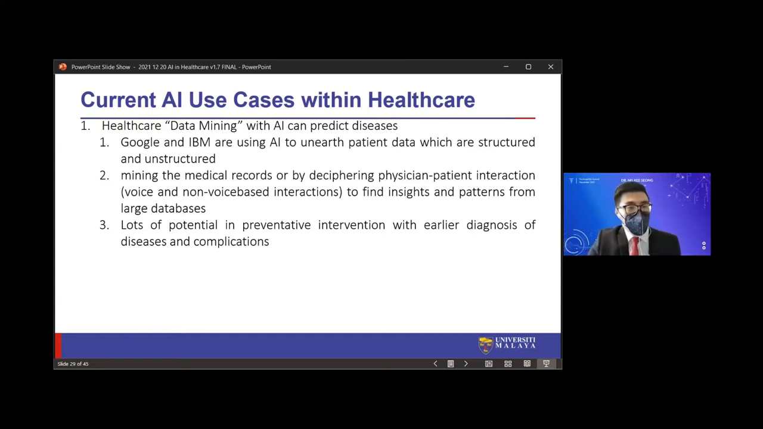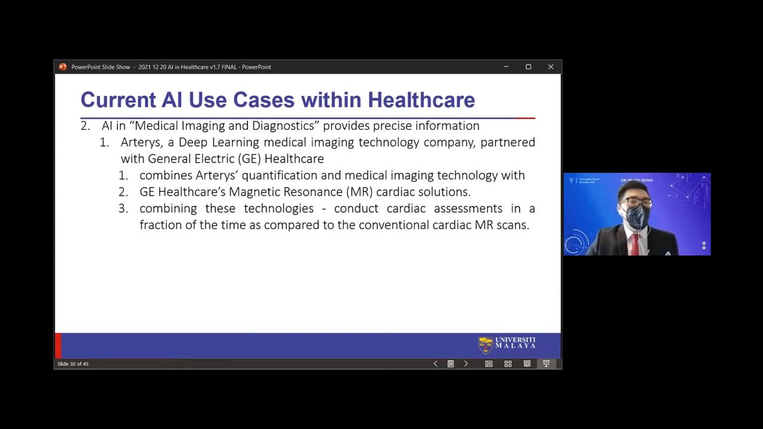So there's healthcare data mining with AI to predict diseases. I mentioned DeepMind and Watson are using patient data to mine the records to find insights and patterns from these large databases. They have a lot of potential, as they've shown, for preventative intervention and earlier diagnosis of diseases and their complications, so that you can stop the process before they actually develop, for example, a heart attack.